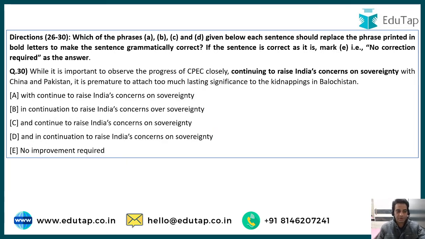While it is important to observe the progress of CPEC closely, right? That is the China-Pakistan Economic Corridor, right? So while it is important to observe the progress of CPEC closely, continuing to raise India's concerns on sovereignty with China and Pakistan, it is premature to attach too much lasting significance to the kidnappings in Balochistan, right?